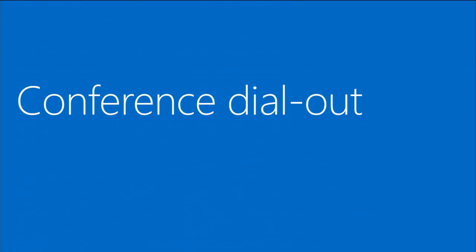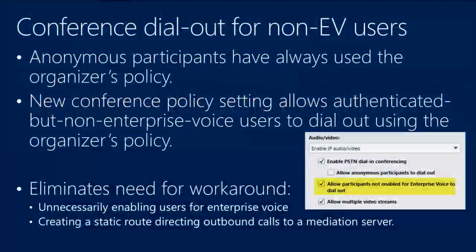So we're going to take a look at the conference dial-out components here. One of the things that we really struggled with in 2010, and you can even step it back all the way to probably 2007 R2, was the ability for anonymous and, more often than not, non-enterprise voice-enabled users to be able to dial out when they join a conference. In Lync 2010, I can allow anonymous participants to dial out if the meeting was created by a user that was enterprise voice enabled. We'd follow that particular voice policy to make any dial out when I joined that conference.